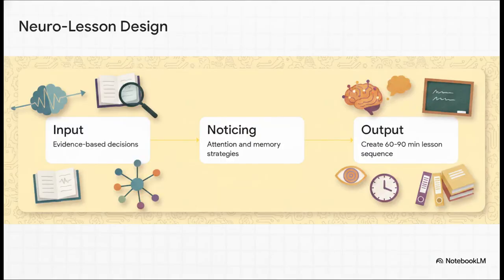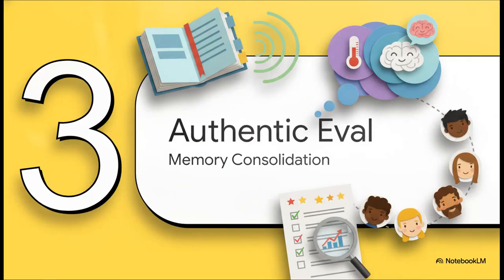accessible. By engineering your class around 3 specific biological steps, managing the input, triggering active noticing, and facilitating the output, you create a highly effective environment. The result is intensely practical. You're going to walk away with a ready-to-use, inclusive 60 to 90-minute lesson plan designed exactly for how the brain encodes new languages. All right, Module 3, Authentic Evaluation, Memory Consolidation Without Fatigue.